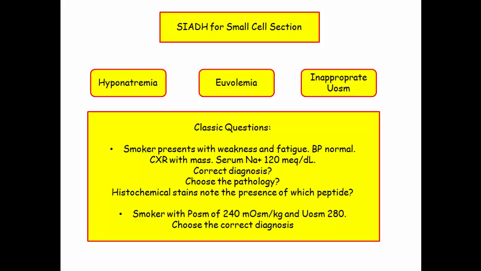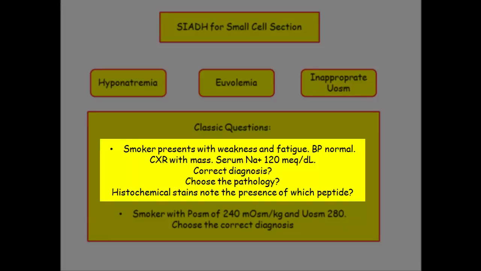We can see how the NBME plays the SIADH game with these questions. The first scenario is a smoker with weakness and fatigue. The blood pressure is normal, i.e. they are euvolemic. A chest x-ray notes a mass and the serum sodium is decreased at 120. This is the language of small cell. So what is the pathology? Small dark cells that look like oats or lymphocytes. Histochemical stains? This ain't Prussian blue, folks. Look for enolase, chromogranin, or synaptophysin.